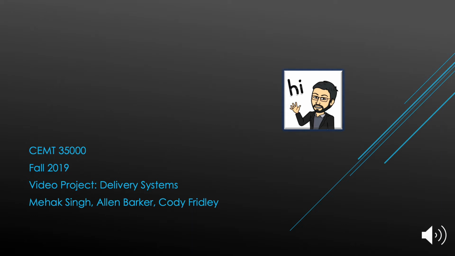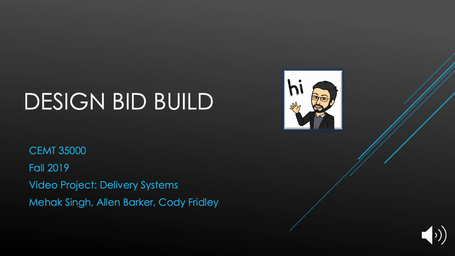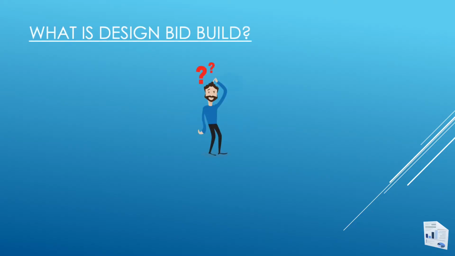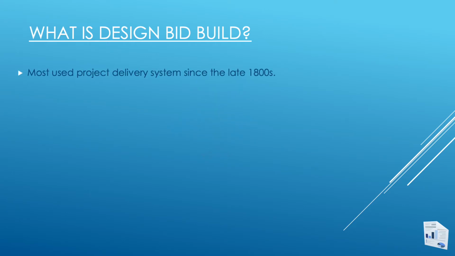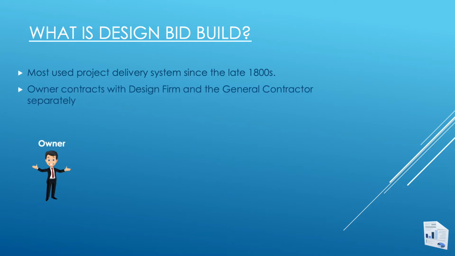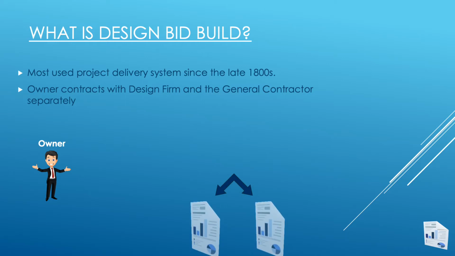I am going to talk about the most popular one used in the US, called Design, Bid, Build. So, what is Design, Bid, Build? It is one of the most traditional processes in the US construction since the late 1800s. In this method, the owner contracts separately to the design firm and the general contractor.